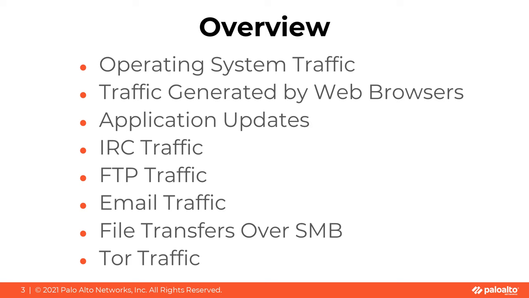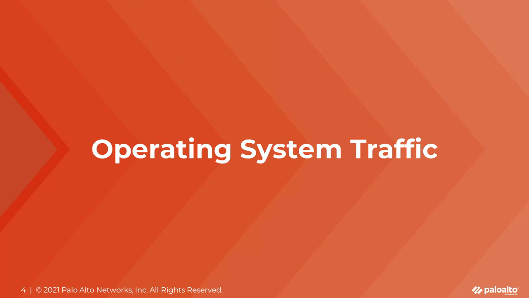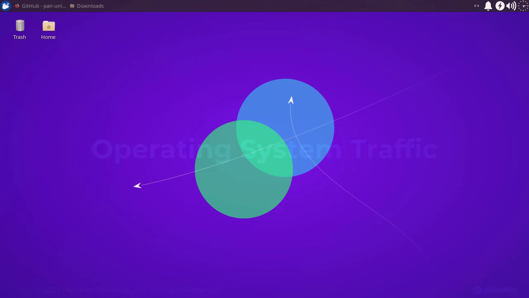With that in mind, this fourth Wireshark Workshop video is going to review various types of non-malicious activity that security professionals may run across when reviewing PCAPs of network traffic. This is the Xubuntu environment I used in the previous three videos. So let's go to the GitHub page for our Wireshark workshop to download the PCAPs for this video.